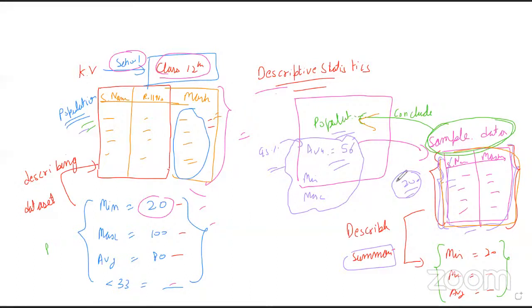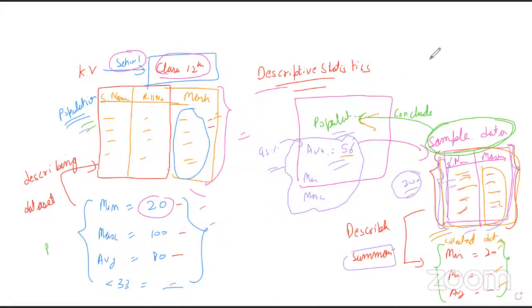It depends. Suppose for this data set, I am saying that the minimum marks is this, maximum is this, average is this, median is this, mode is this, whatever we want to compute. Then I am only talking about this data, the collected data. That is descriptive statistics. But when I am using this collected data to say that the average of my complete population is this, then it's inferential statistics.